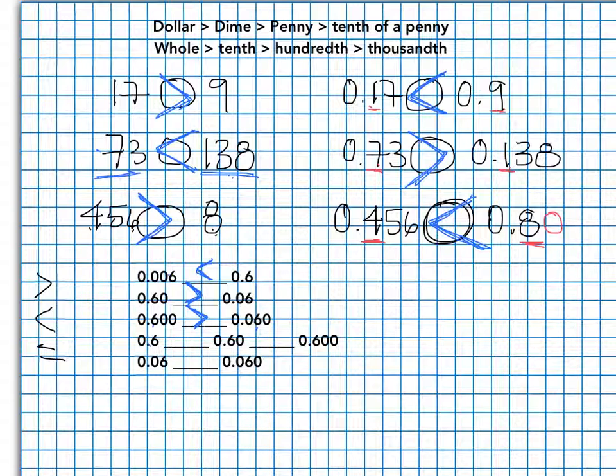You have 6 tenths, 60 hundredths, and 600 thousandths. Well, those are all the same. Those are equal. And then finally we have 6 hundredths and you have 60 thousandths. And if you look, you should see that they are equal. So your answers are less than, greater than, equal, equal, equal. All right. If you got those correct, you should probably be ready for video number 4.